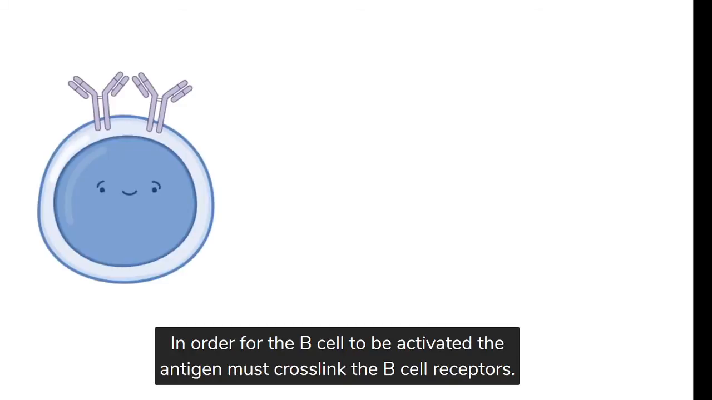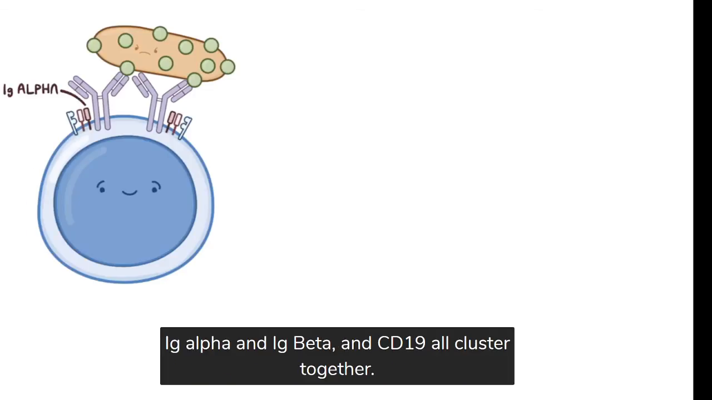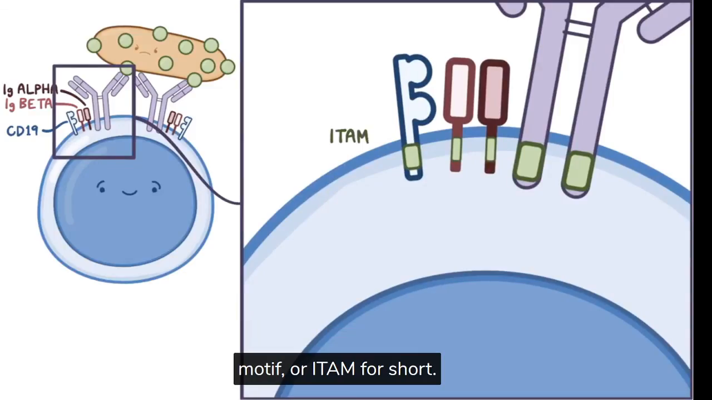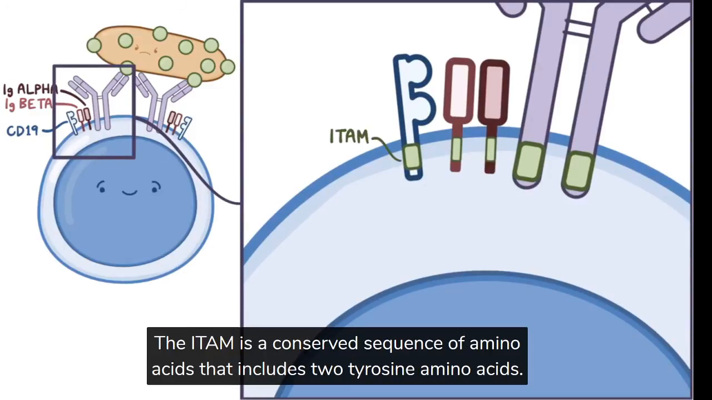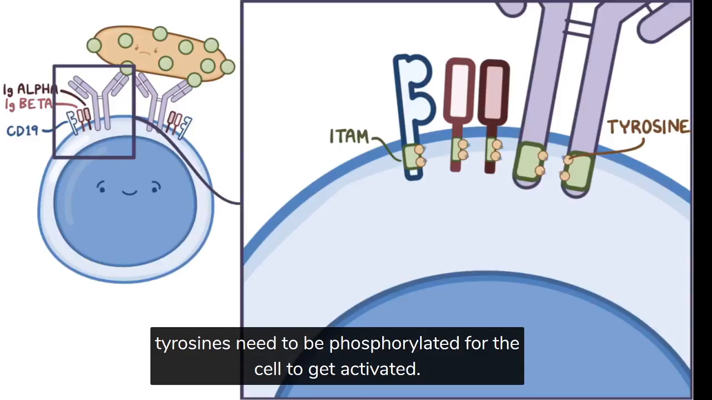In order for the B cell to be activated, the antigen has to cross-link the B cell receptors. When two B cell receptors get cross-linked, their intracellular chains, the side chains Ig alpha and Ig beta, and CD19 all cluster together. Each of these chains have something called an immune receptor tyrosine-based activation motif, or ITAM for short. The ITAM is a conserved sequence of amino acids that includes two tyrosine amino acids. The tyrosines and the space between the two tyrosines is super important, because both tyrosines need to be phosphorylated for the cell to get activated.